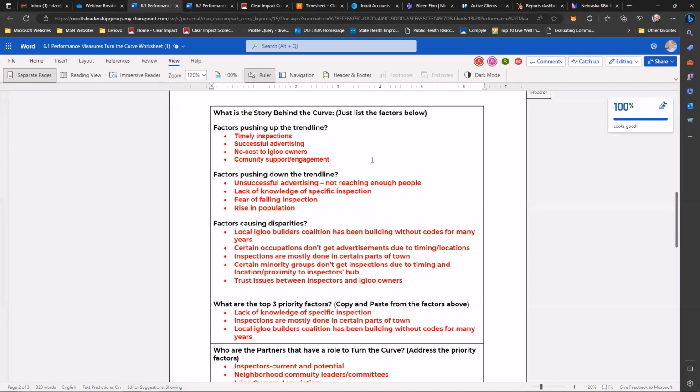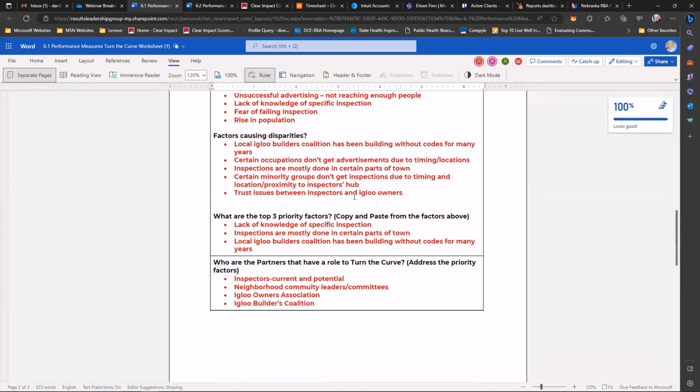Certain occupations might not get advertisements, like how they might work overnight, or they might work further out away from big community goings-ons. Inspections are mostly done in certain parts of the town just due to infrastructure of the town and maybe some biases of the inspectors. Certain minority groups don't get inspections due to the timing of the inspections and the location or proximity to the inspectors' hub. And then generally, there are trust issues between inspectors and some igloo owners.